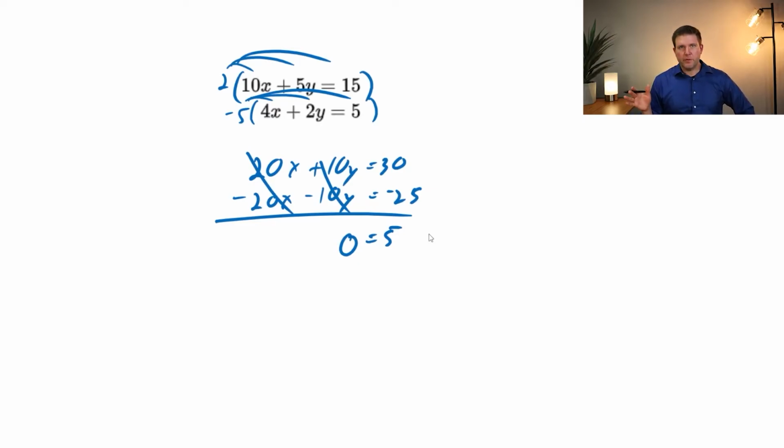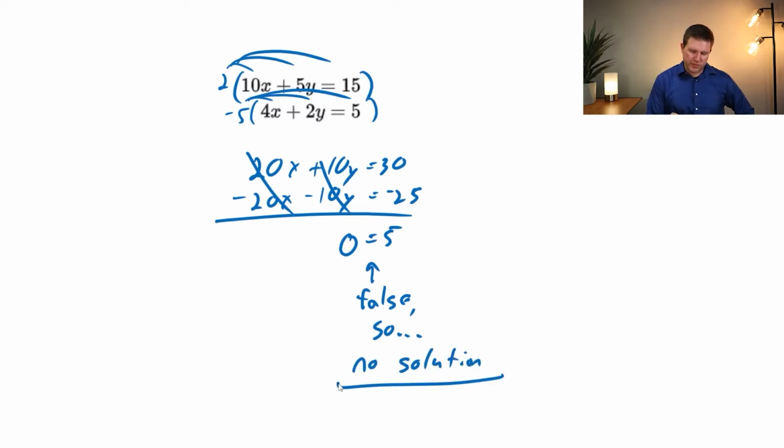The x's and y's are both gone, which means regardless of what x and y could possibly be, this will never be true. This is false. So, this is a no solution situation, okay? So, when both sets of variables cancel and you end up with a false statement, that's what produces no solution.